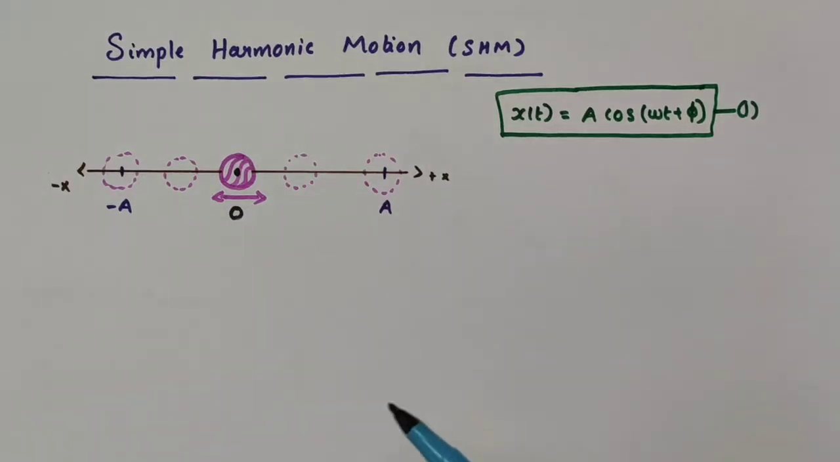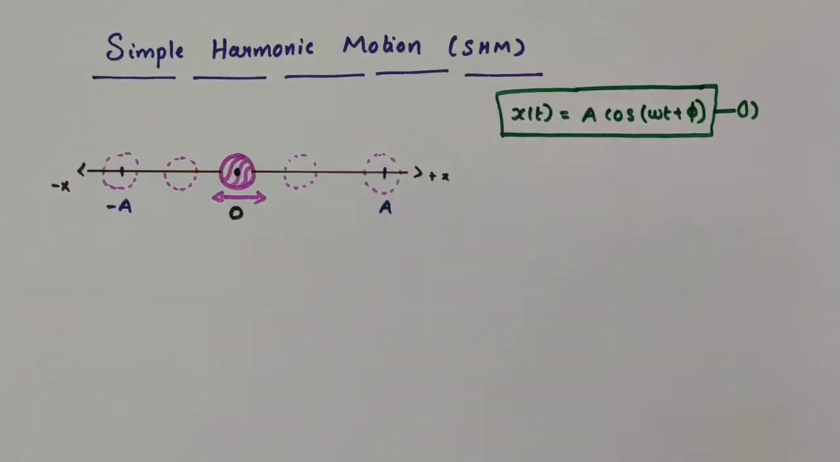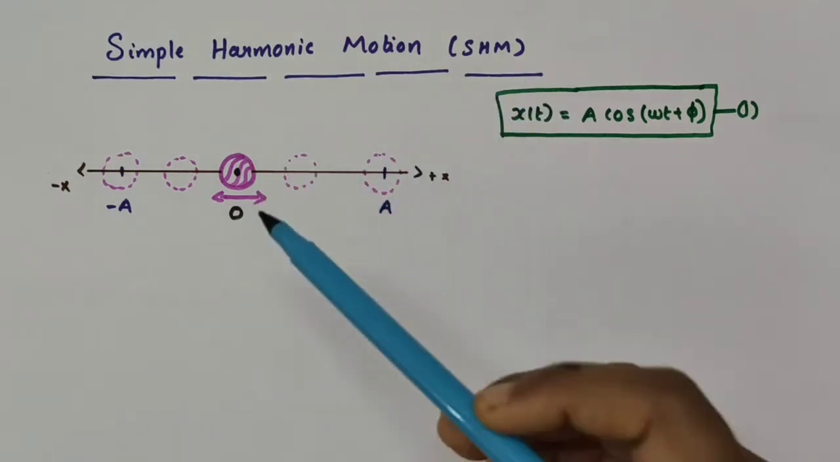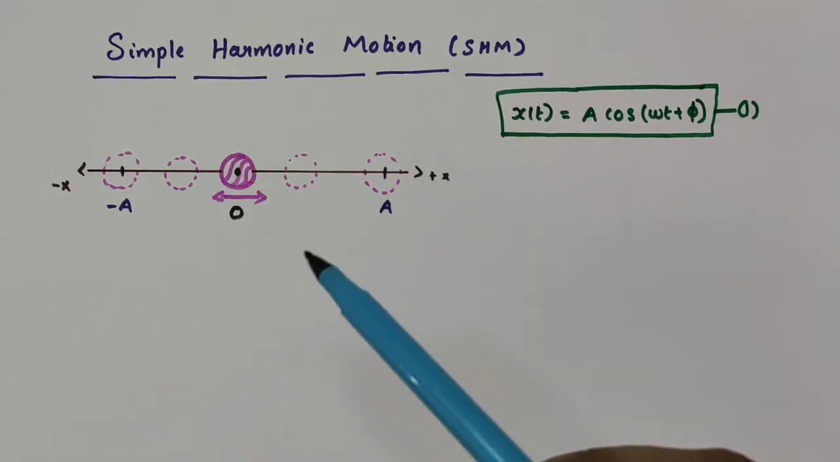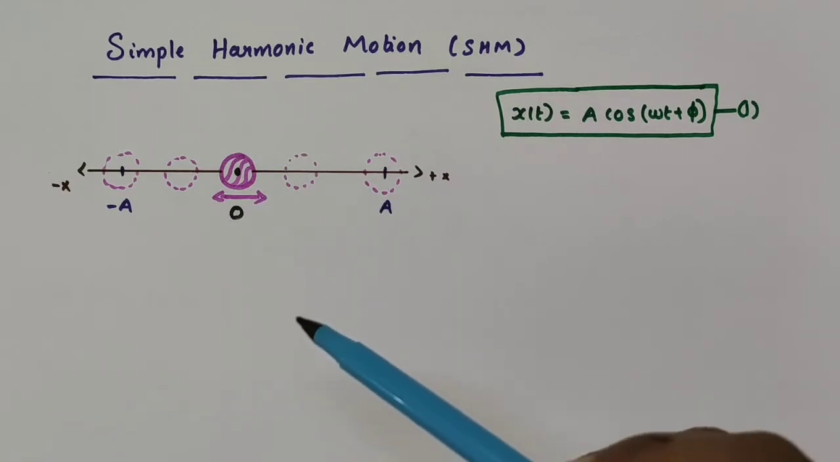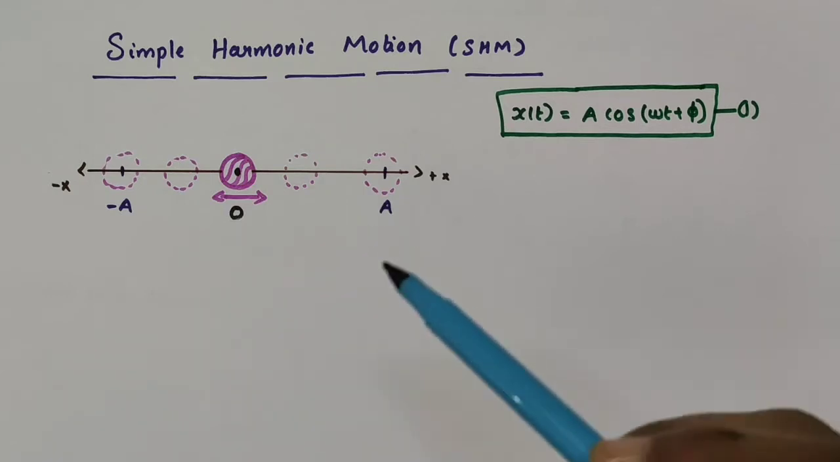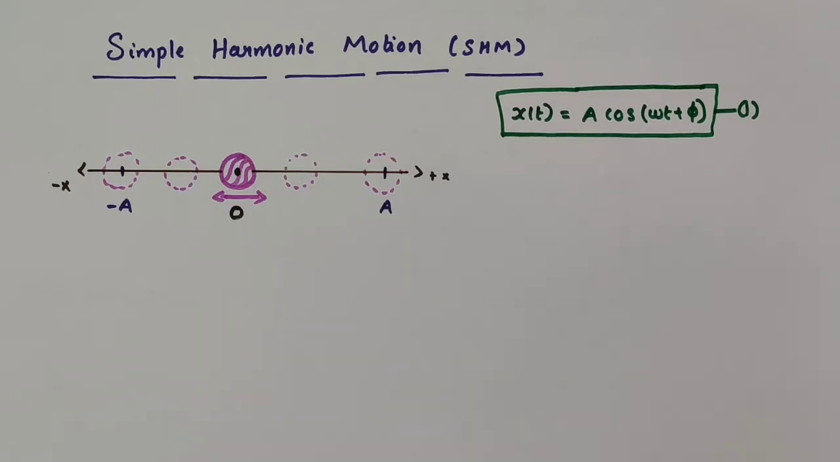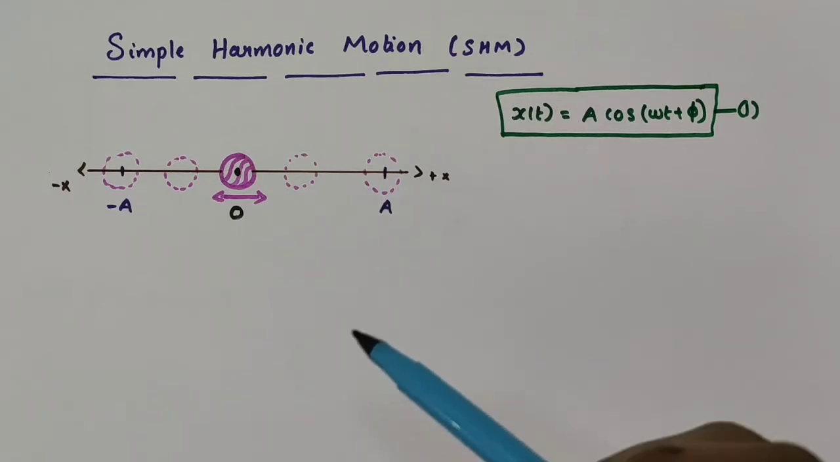Hello everyone. In this video, we are going to talk about simple harmonic motion or SHM. Simple harmonic motion is the simplest form of oscillatory motion. This motion arises when the force on the oscillating body is directly proportional to its displacement from the mean position, which is also the equilibrium position. Further, at any point in its oscillation, this force is directed towards the mean position.